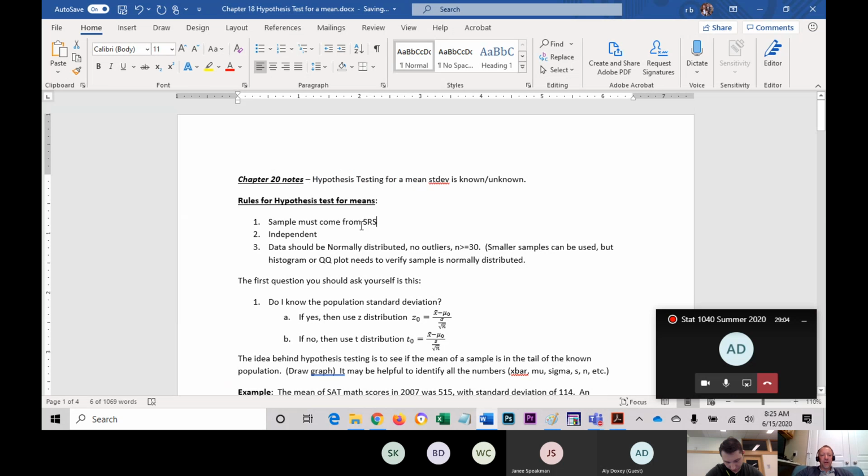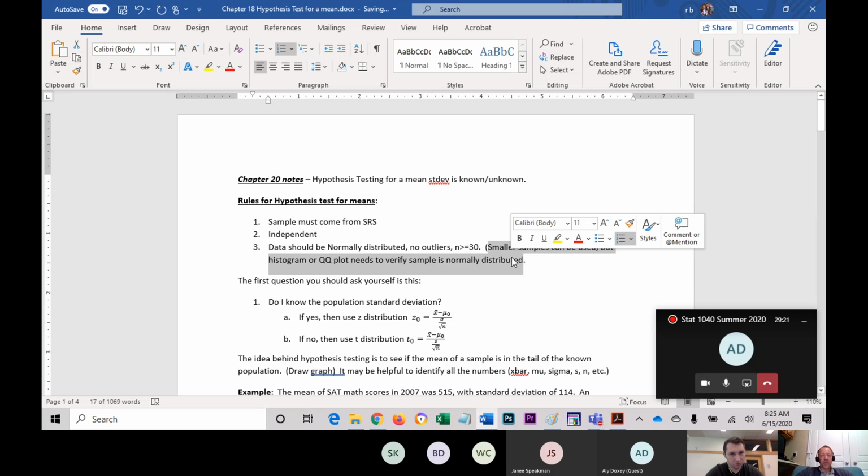It must come from a simple random sample. Must be independent. Your data should be normally distributed with no outliers, and your n should be greater than or equal to 30. We can get away with smaller samples, but it needs to say that it's normally distributed if it's a smaller sample. Okay?